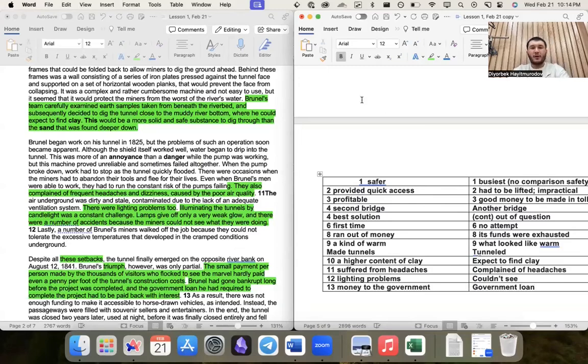All right. So these are the quick paraphrases. It should be warm, right? But I wrote warm. And then this one is like this.